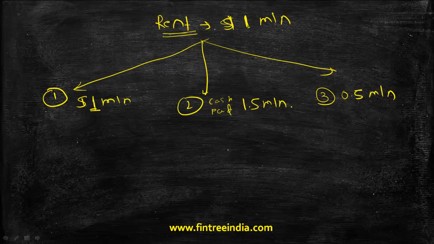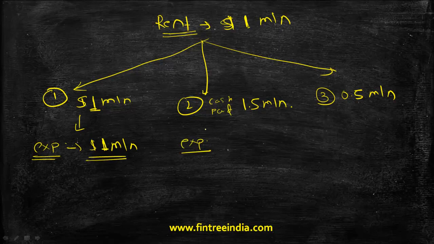Now, if we have paid 1 million in cash and we were supposed to pay 1 million, we would simply say that the amount of expenditure to be shown as rent paid would be simply $1 million. So 1 million. In scenario number two, we were supposed to pay 1 million, but we've paid 1.5 in cash.